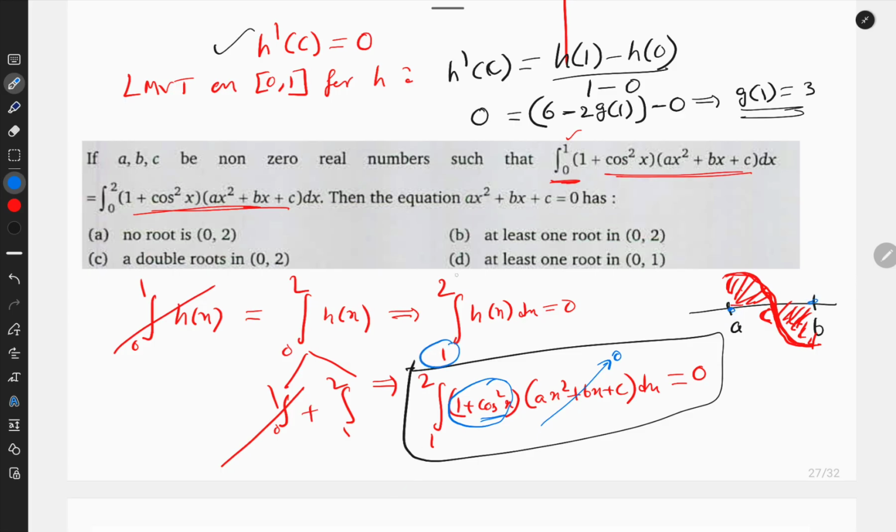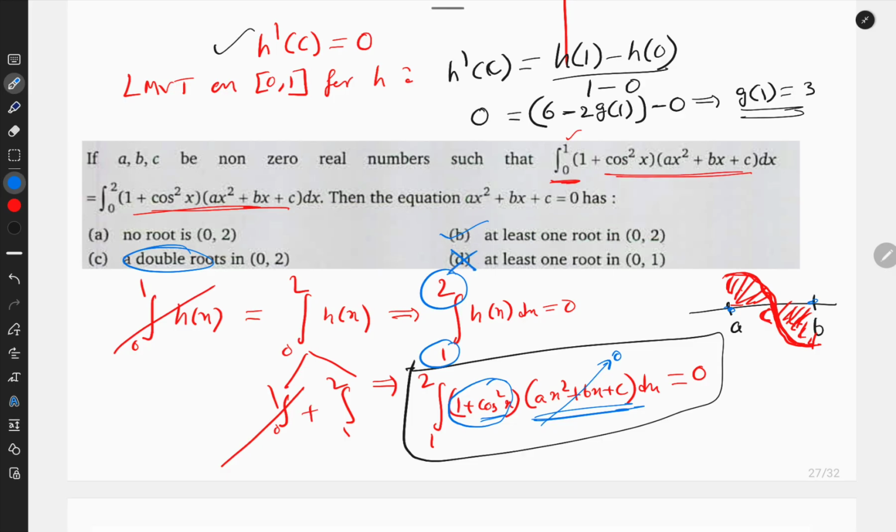What are a and b here? 1 and 2. So ax square plus bx plus c equal to 0 has a root, for sure it has a root between 1 and 2. If it is between 1 and 2, obviously it is between 0 and 2. Whether we can say that a double root is there, meaning two roots are there, we cannot decide. One root for sure you will have between a and b, whereas two roots may or may not be there, we cannot know that.